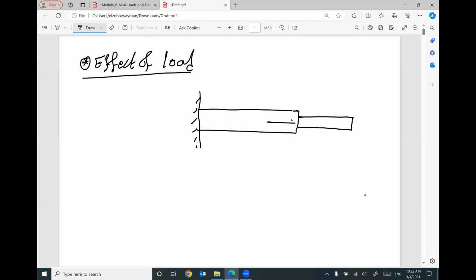Here is the applied load, 100 kip. I'm going to assume the shaft is free at end C. This is B, this is A. So what is the change of the axial deformation in part AB? It will equal PL divided by AE.